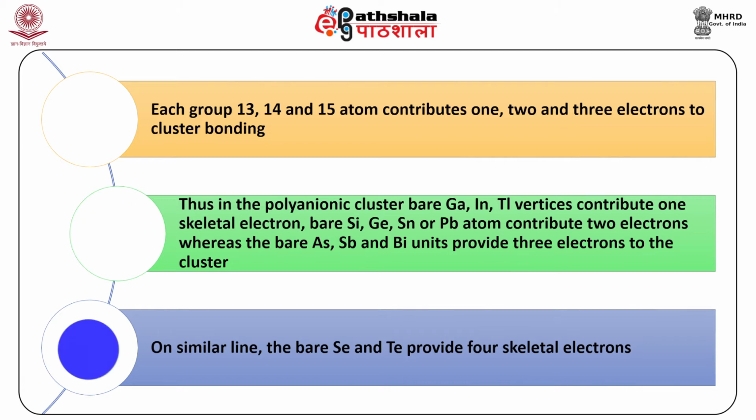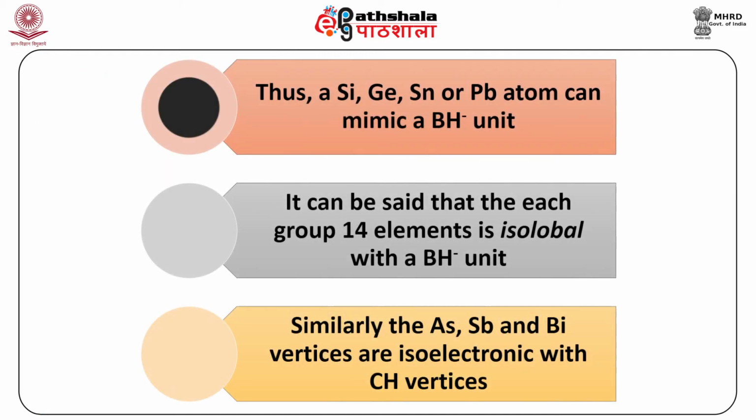On similar lines, selenium and tellurium provide 4 skeletal electrons. Thus, silicon, germanium, tin and lead atoms can mimic a BH unit. It can be said that each group 14 element is isolobal with a BH- unit. Similarly, the arsenic, antimony and bismuth vertices are isoelectronic with CH vertices.